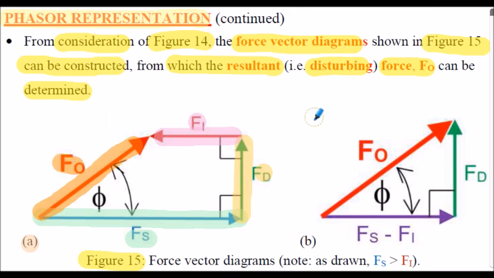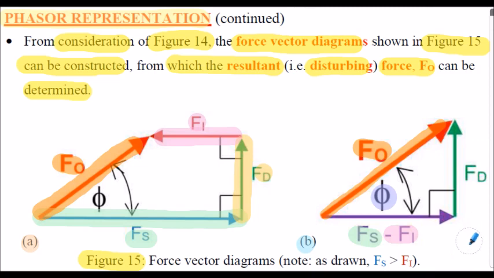In this particular analysis, because of the orientation of the vectors, we find that Fs and Fi can be subtracted. So in figure B here, I've simply denoted this bottom vector as Fs minus Fi. And then that provides me with a simple triangle of forces. From this I can determine the magnitude of F0 by calculating the length of this vector. And I can also determine phase angle phi, shown here.